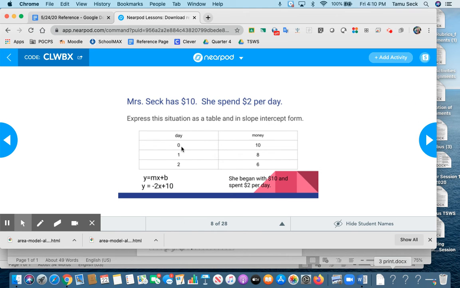On day 0, Ms. Sek has $10. On day 1, $8. On day 2, $6. The equation in slope-intercept form is negative 2x plus 10. Why? Because she begins with $10 and it decreases $2 per day.